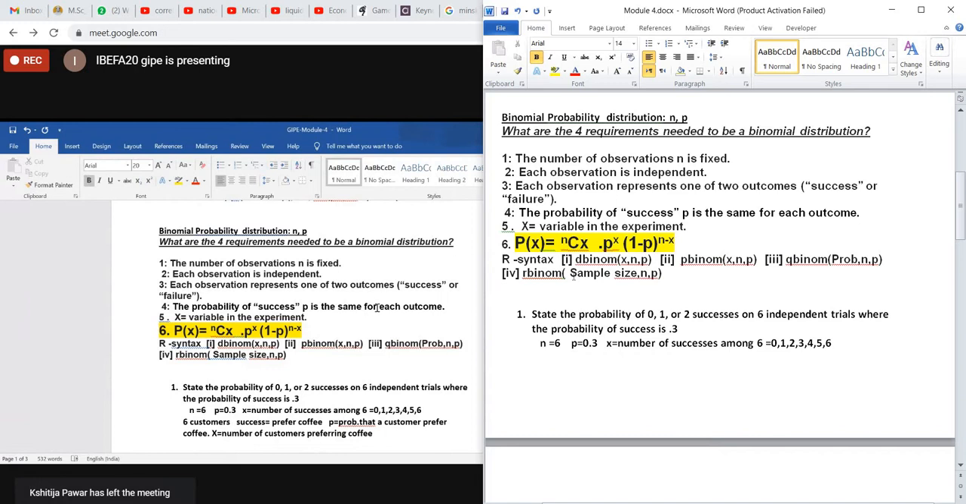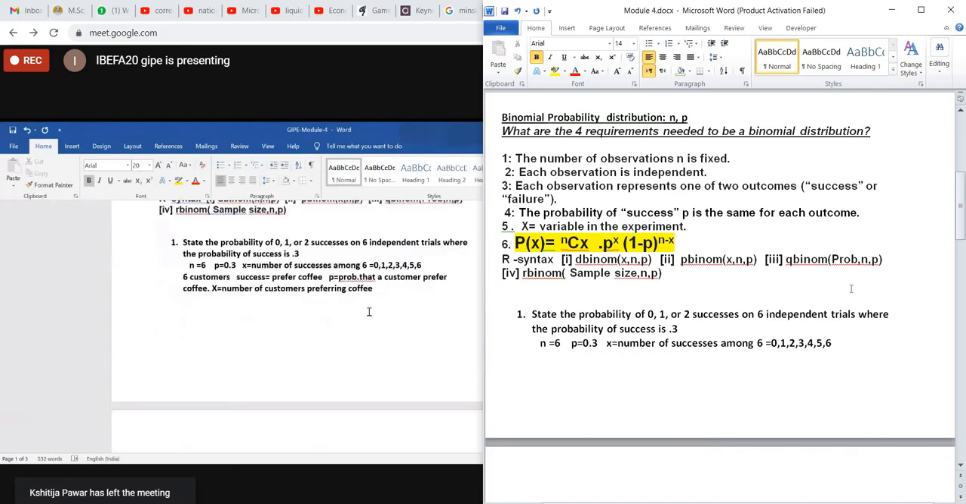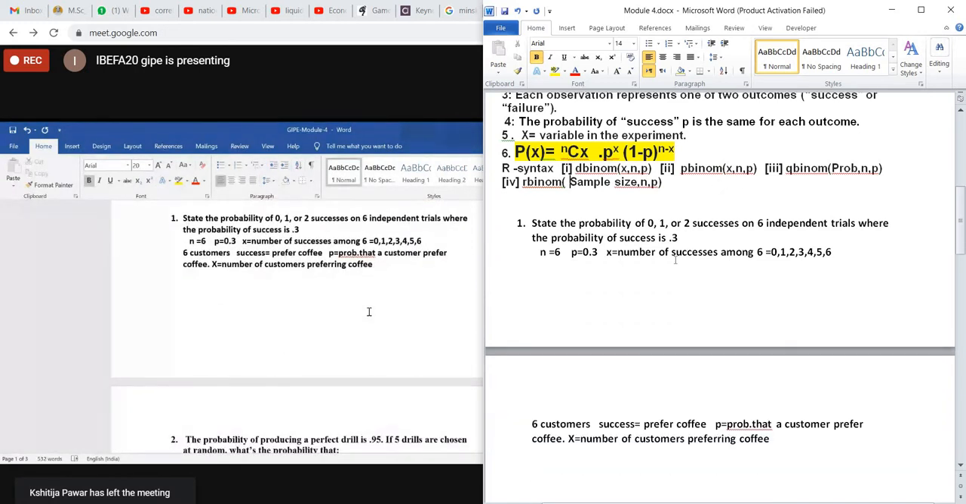Let us see question number 1. State the probability of 0, 1 or 2 successes on 6 independent trials where the probability of success is 0.3.